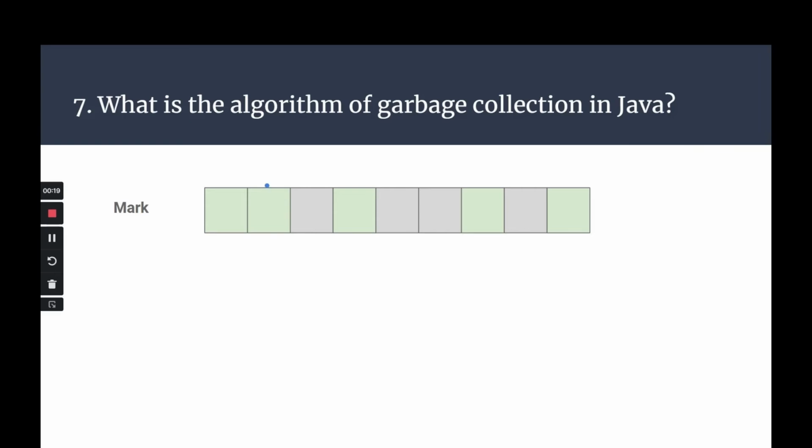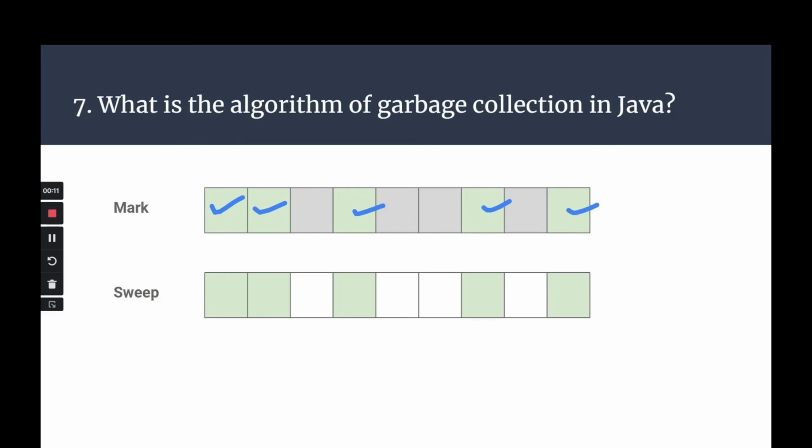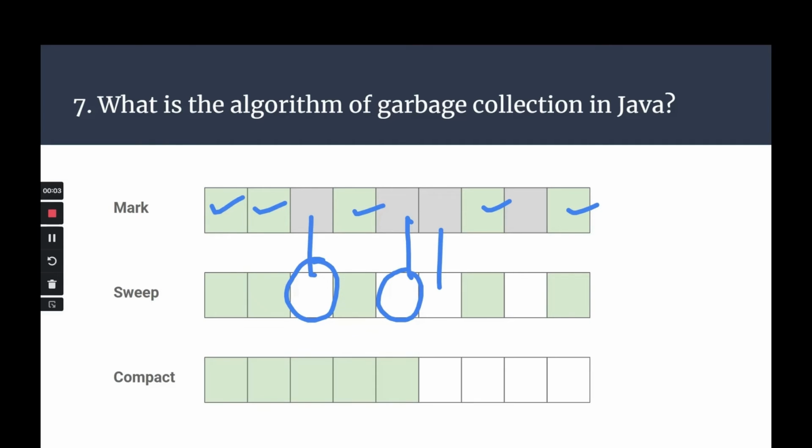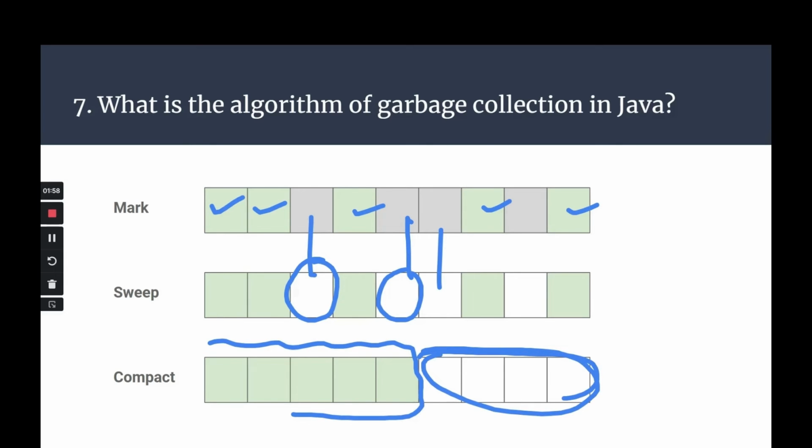Here we see that all the green are the ones which are live, all the gray are the ones which are not marked. So we marked this, this and this. Now in the sweep, the white are the ones which are removed. The corresponding gray ones are removed. Finally, we do the compaction where we bring all the green together. So this much memory is reclaimed, or this is the freed memory. Otherwise, it would have been fragmented in different parts of the memory. If the live objects are compacted together, we will have a continuous range of free memory. So this is about mark and sweep.